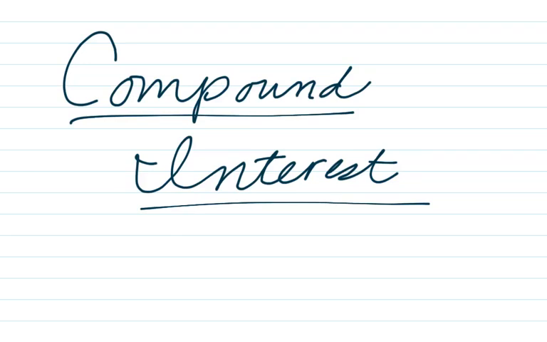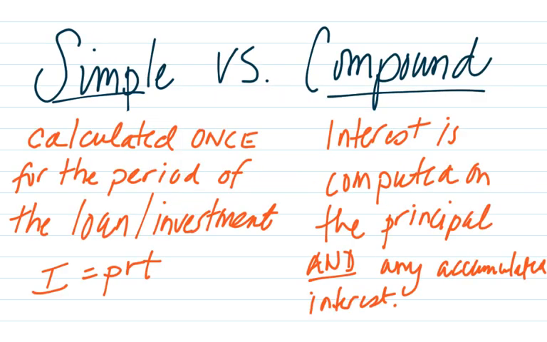This section we're going to look at compound interest. Compound interest is one of my favorite financial concepts because when we compare it to simple interest, we get that simple interest is calculated once for the period of the loan or the investment. As we saw before, the formula for simple interest is I equals PRT, whereas compound interest is computed on the principal and any accumulated interest.